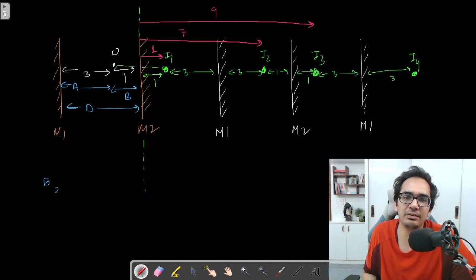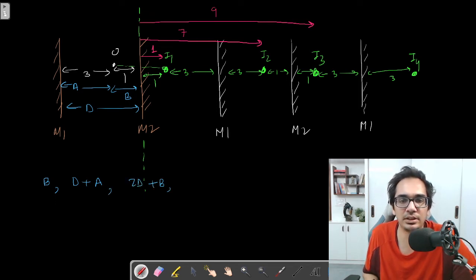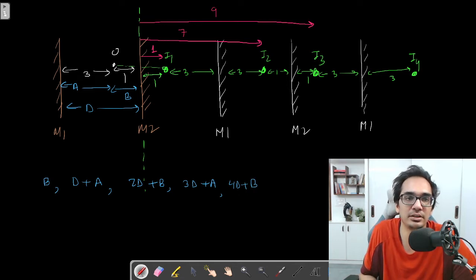Then the second will be very simple. Once you have taken B, then just take D plus A. D is the total distance between them. Then it will be 2D, now again B. Then keep on increasing. Now 3D, now again A. Next will be 4D plus B, and so on. So this way you can get the results directly.